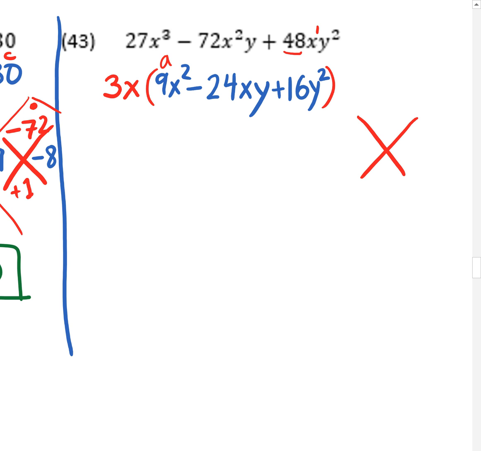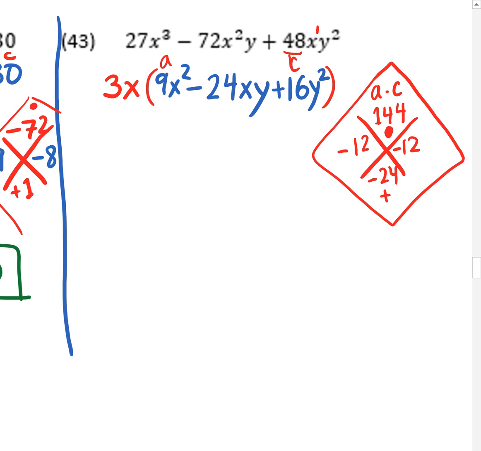I got A is 9, C is 16. A times C, let's see, what's that? 144. I want to know what multiplies to that, but adds up to the middle guy, -24. Actually, that's easy, right? First thing you think of, 144 is 12 times 12. But you want them to add up to a negative, so you want them both to be negative, because a -12 times a -12 is positive 144. -12 plus -12 is -24. Whew. Good stuff.